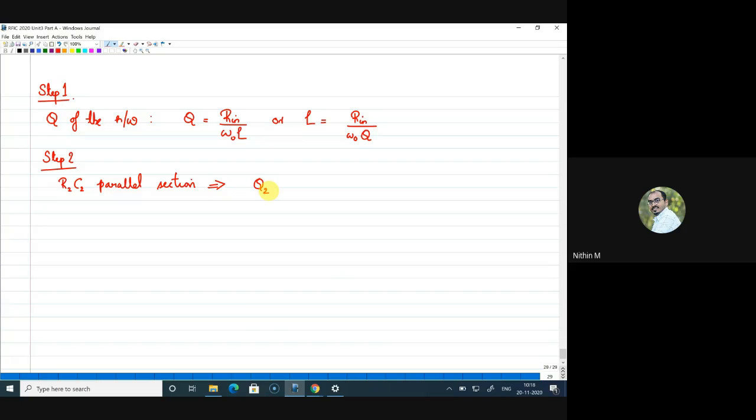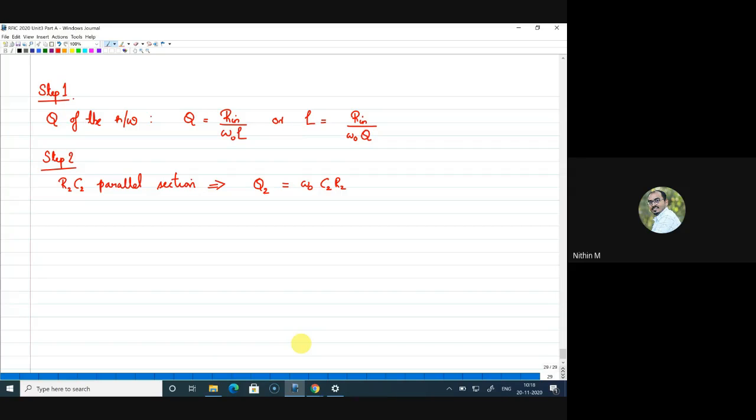Yeah, it is omega RC. Very good. So it is equal to omega naught into C2 into R2. I am calling it Q2 because the overall Q we have is for the entire network, and this Q2 is only for this RC network. The Q factor of the parallel RC network is omega naught into C2 into R2.